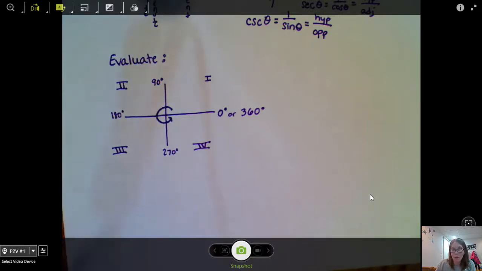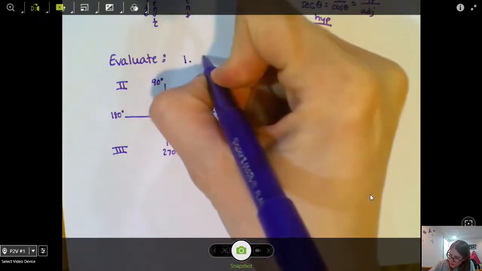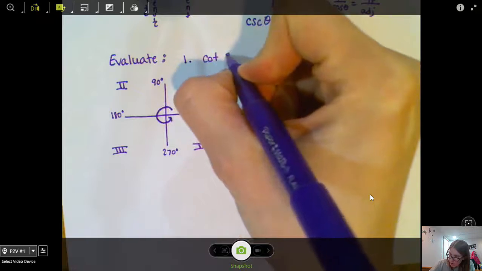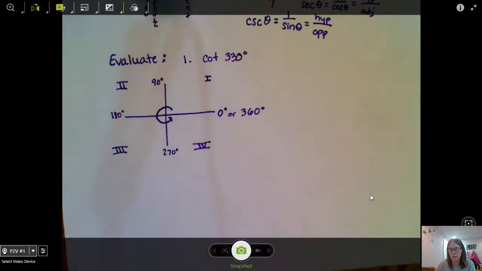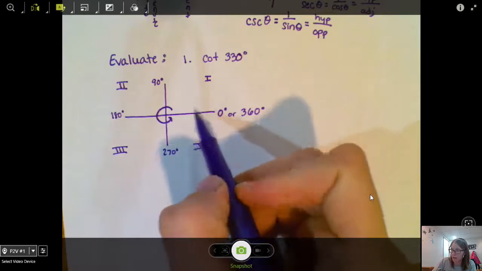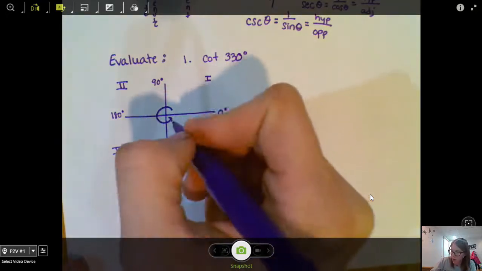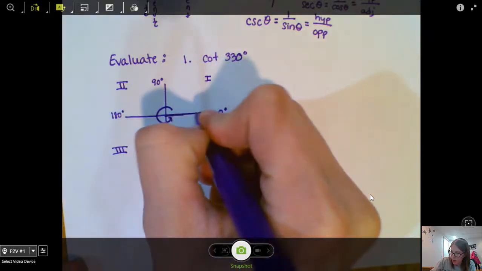Okay, now remembering this, let's evaluate for problem 1 here. Let's evaluate the cotangent of 330 degrees. In order to evaluate this, what we want to do is visualize where this angle is going to be on our coordinate plane. Well, if we're talking 330 degrees, we always start off on our positive x-axis. We always start here.